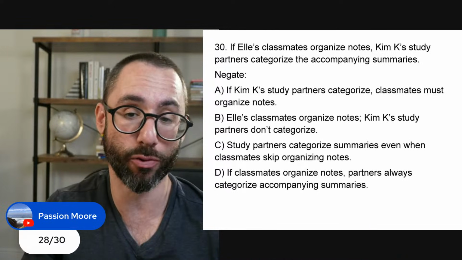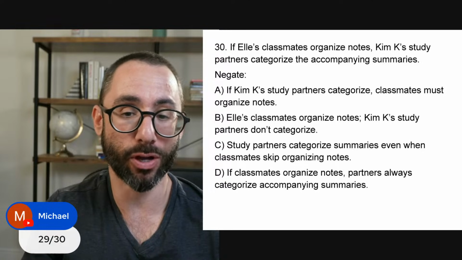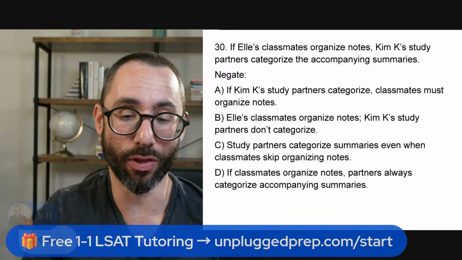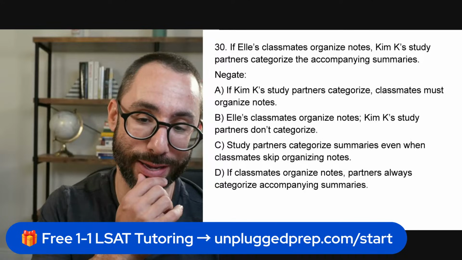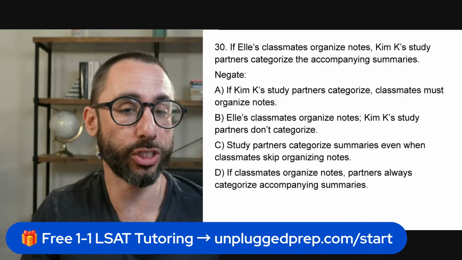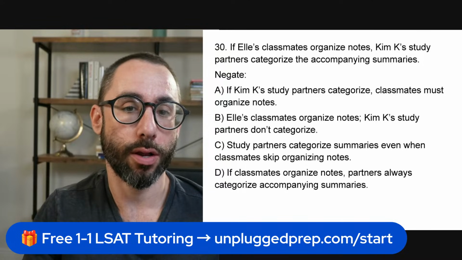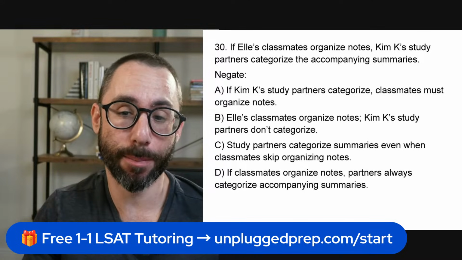Passion got 28 for 30. Luke got 29. Zuli got 27. Michael got 29. KD says good on the difficulty. Awesome. All right. So I'll try to keep that in mind. Tomorrow we're doing reading comprehension. They're changing up the topic from today. But for now, we're going to keep going, doing more negations specifically.